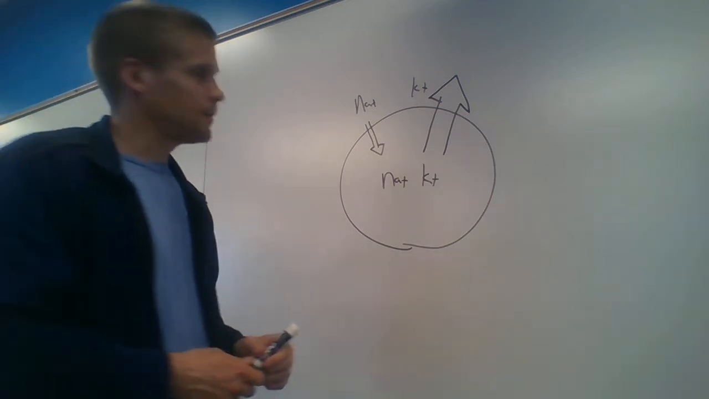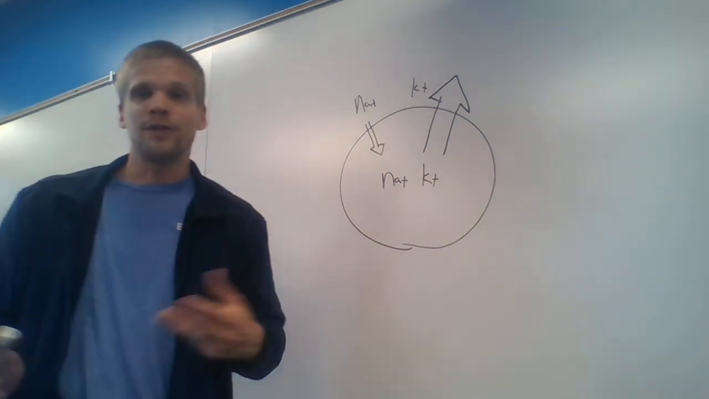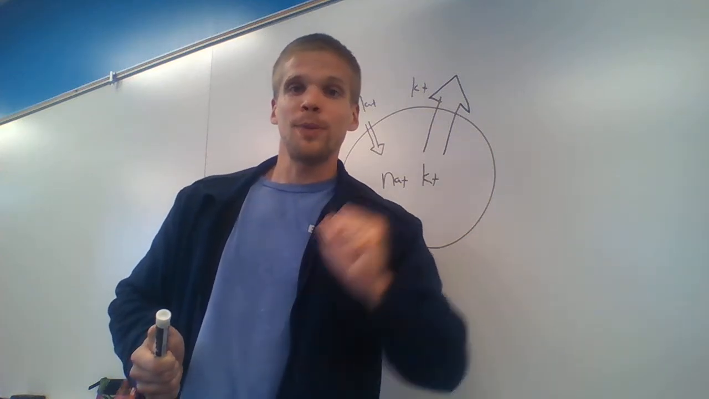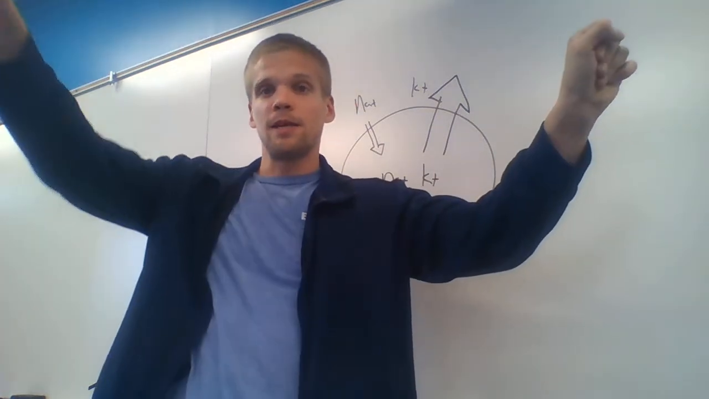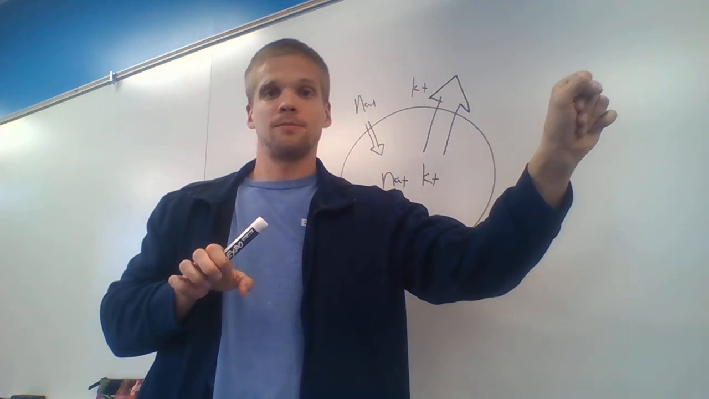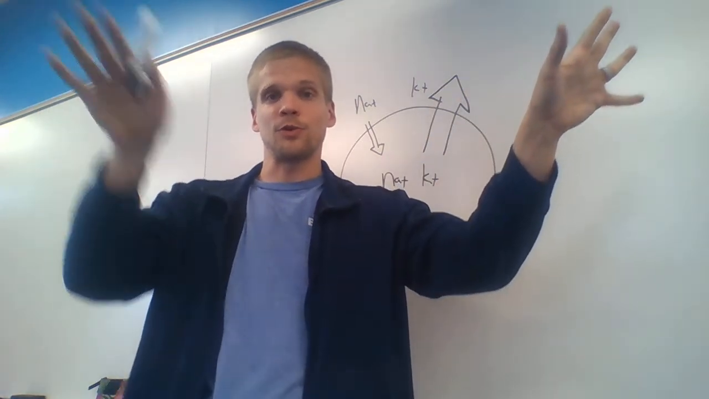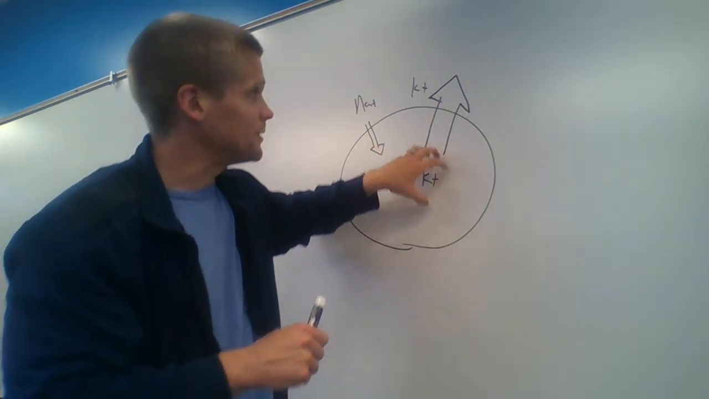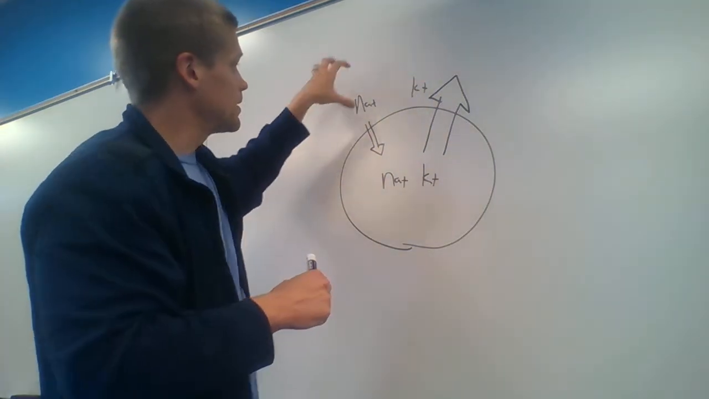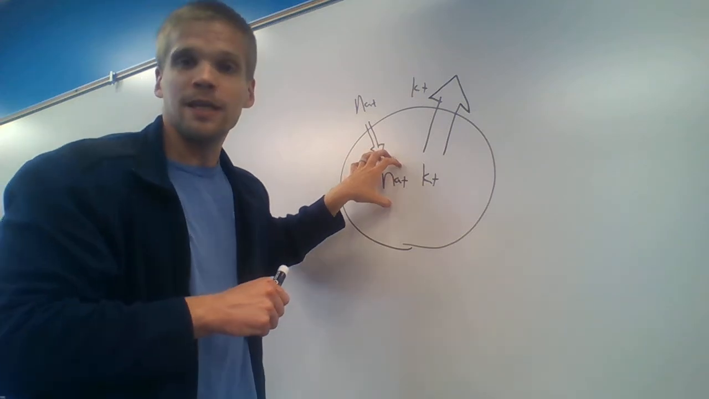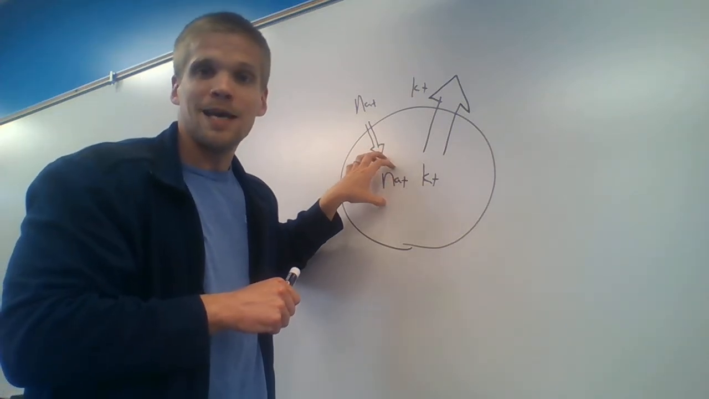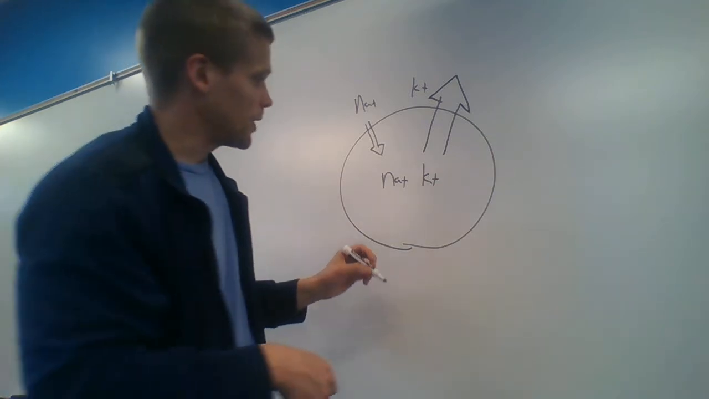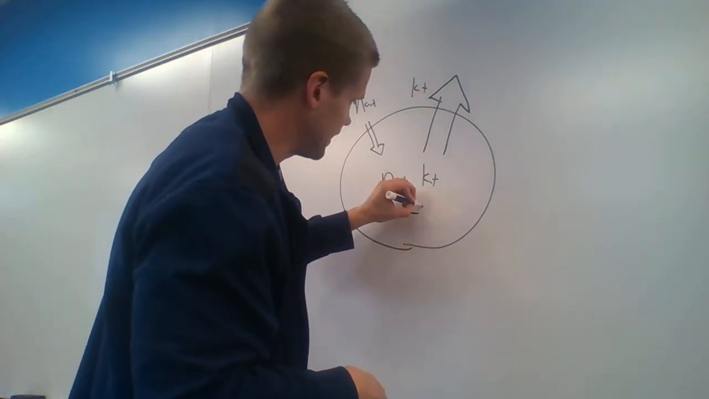What do you think that means for the inside of the cell? If more potassium is leaving than sodium is coming in, potassium is leaving at a faster rate than sodium is coming in. That means more positively charged ions are leaving than positively charged ions are coming in. So what does that mean? It means that the inside of the cell is going to start to become negative.